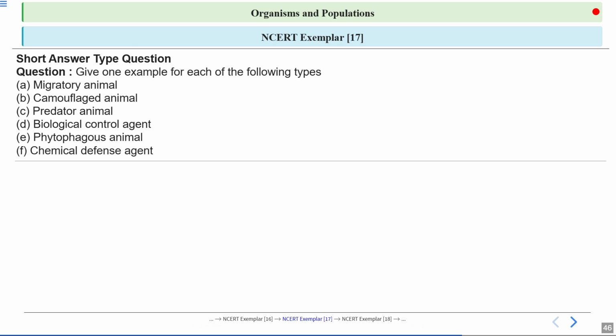Next question, give one example for each of the following types. First is migratory animal, second is camouflage animal, third is predator animal, fourth is biological control agent, fifth is phytophagous animal, and the sixth one is chemical defense agent. What will be the correct answer?